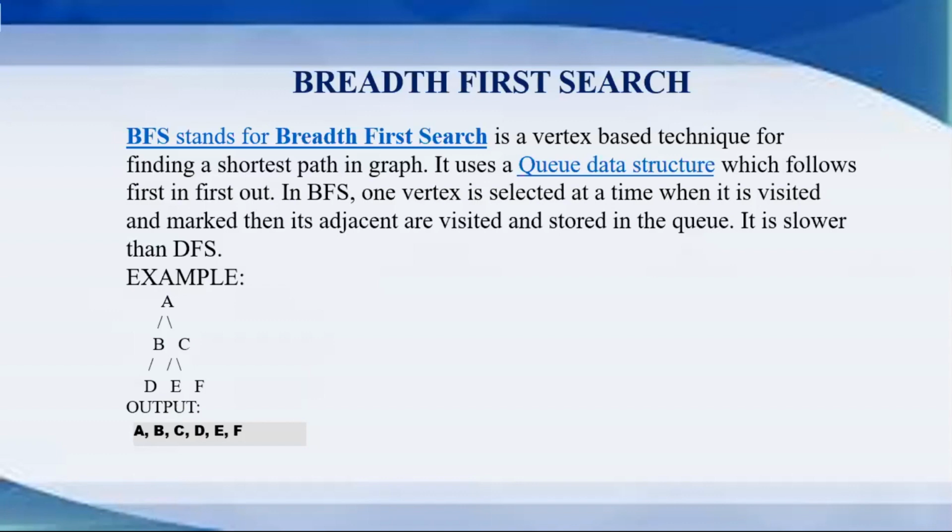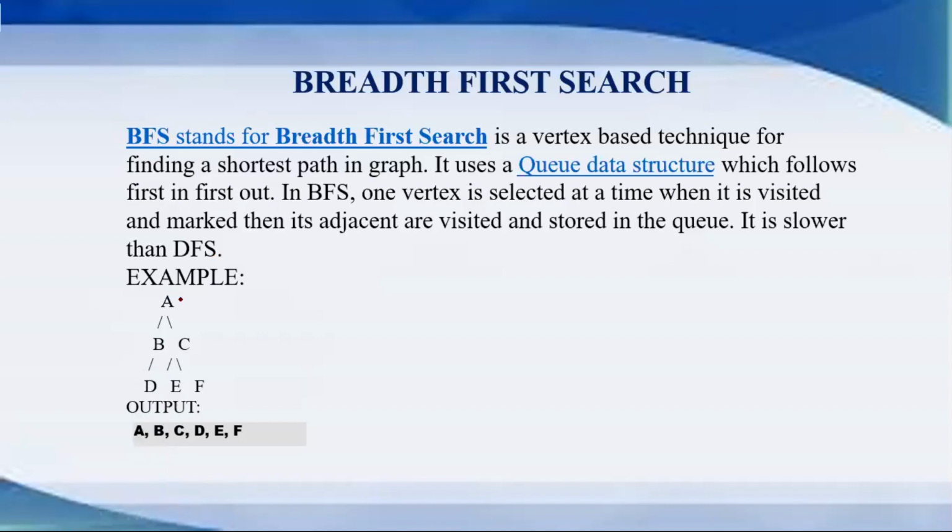It uses a data structure called Q, and as we already know, Q follows first in, first out, right? In BFS, first a vertex is selected, then it is visited and marked, then its adjacent vertices are visited and stored in a queue, right? So we have an example.